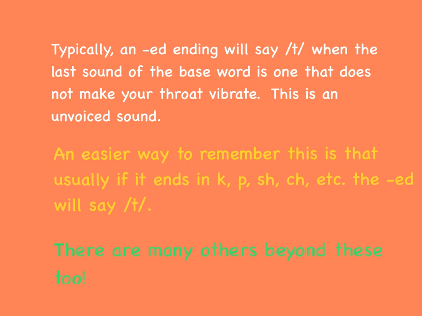Remember, typically, an ed ending will say t when the last sound of the base word is one that does not make your throat vibrate. We call this an unvoiced sound. An easier way to remember this is that usually if it ends in k, p, sh, ch, or something else that's unvoiced, the ed will say t. Remember, k, p, sh, and ch are not the only ones that make the ed say t, but they are some of the most common ones.